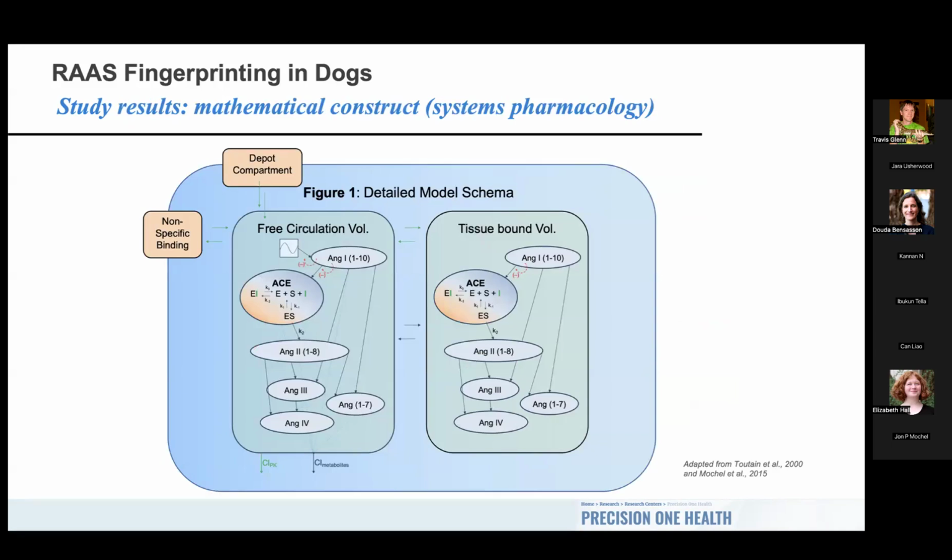The diagram of the mathematical model, the mechanistic model we built to describe the PK of benazepril, which is the name of this drug, and its effect on the different biomarkers of the RAS. So very, very briefly, and I don't want to go into too much detail here, this portion that I'm highlighting is the kinetic model that we have developed.